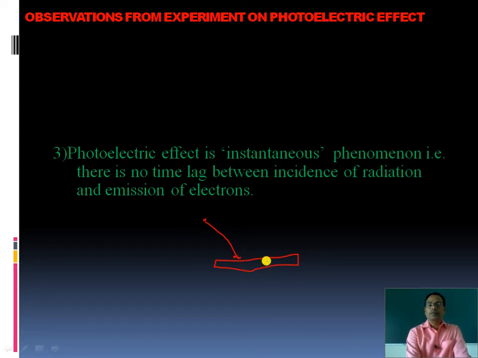At the same time, the electrons which are present in this metal plate are emitted out of the plate. There is no time lag between incidence of photon and emission of electron. As soon as a photon of energy h nu is incident on this plate, the electron absorbs energy from the photon and comes out. This phenomenon is instantaneous. There is no time lag between incidence of radiation and emission of electrons.